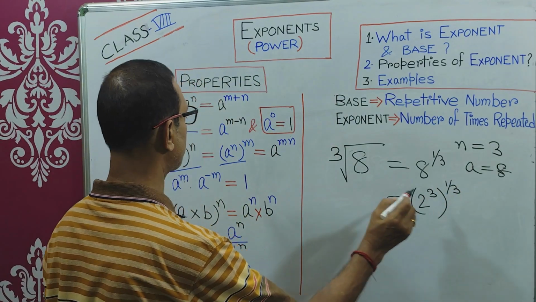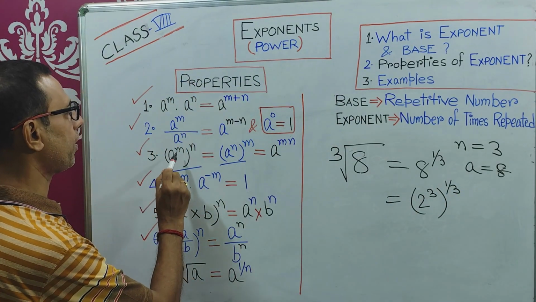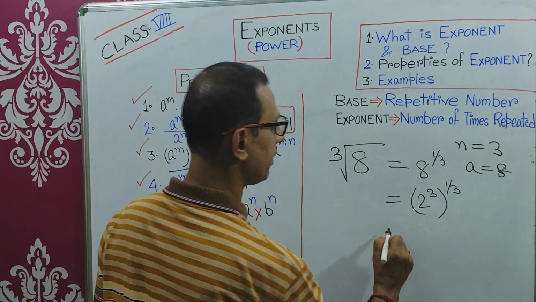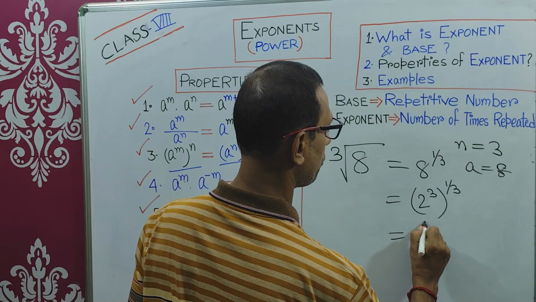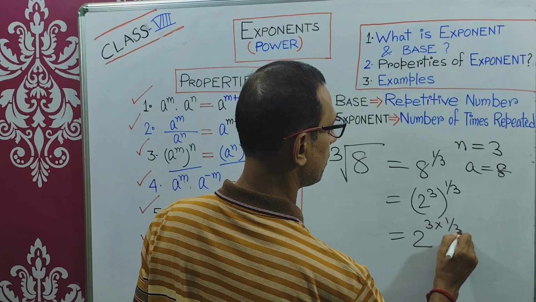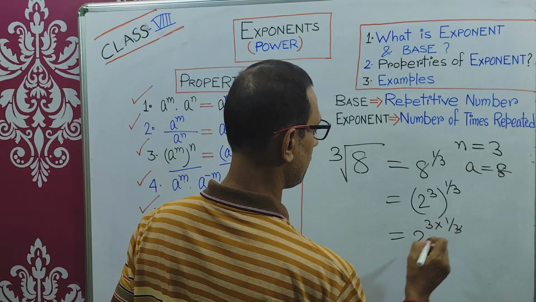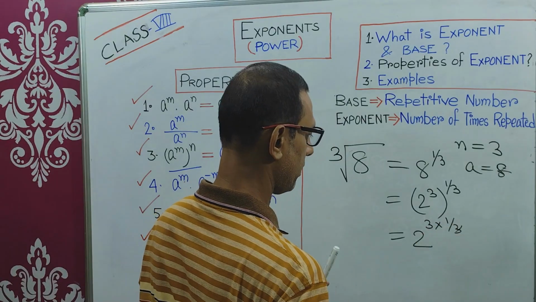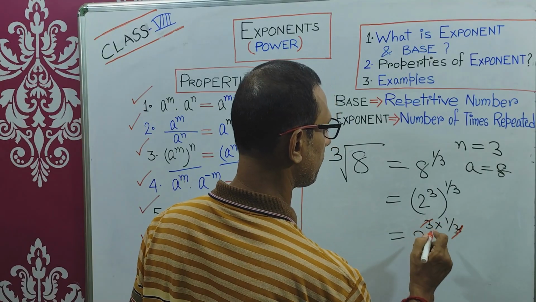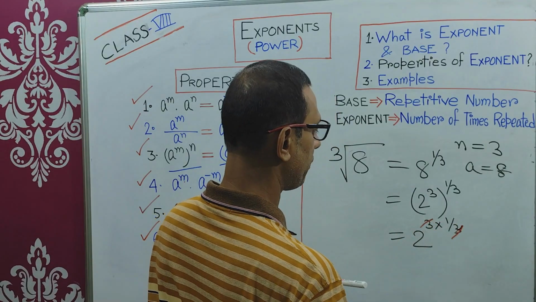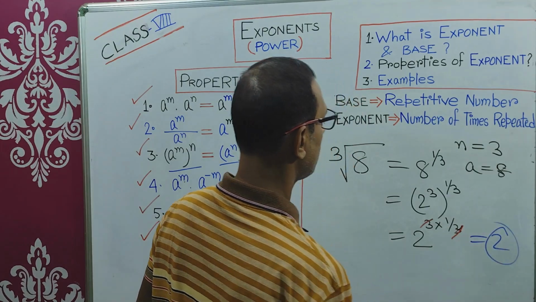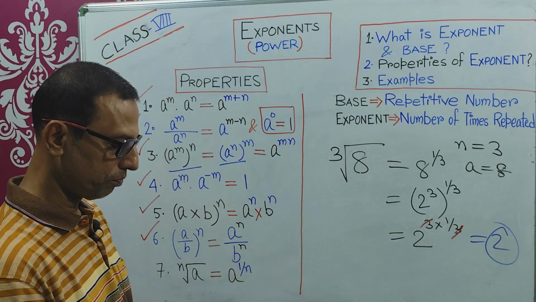Now what we have seen: if you have (a to the power m) whole to the power n, that means a to the power mn. That means here you can have 2 cube into 1/3. So that means you will cancel 3 and 3. So what will be the value? The value will be 2 to the power 1, that is equal to 2. So cube root of 8 equals 2.